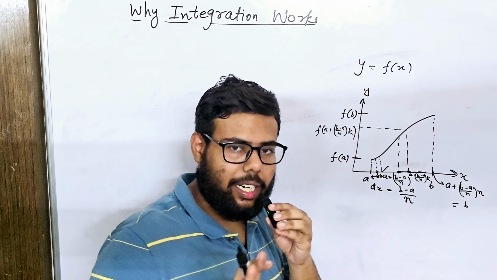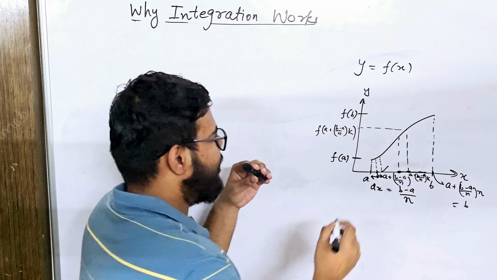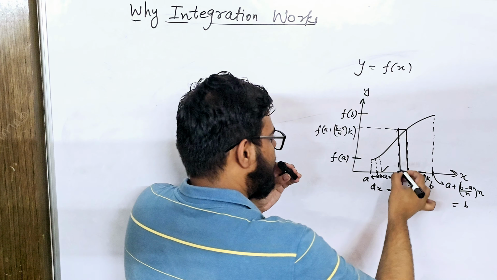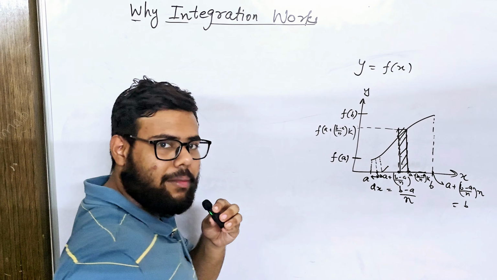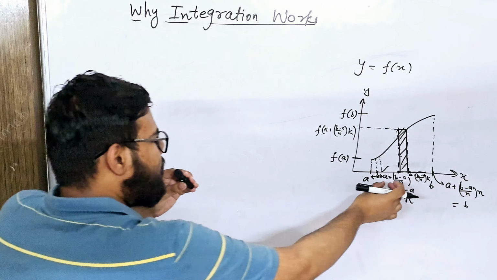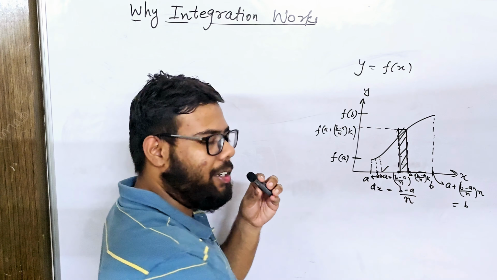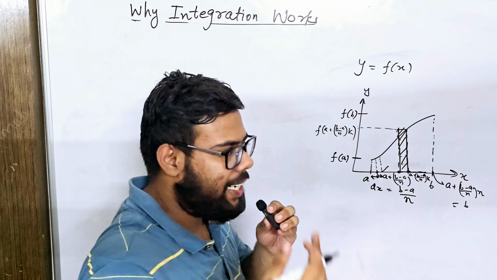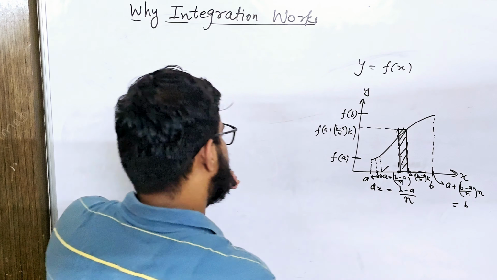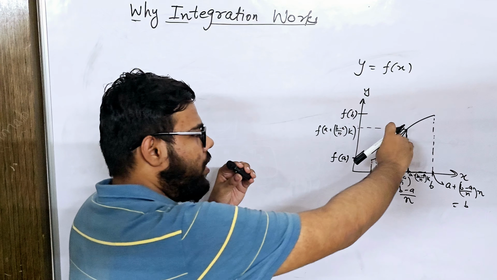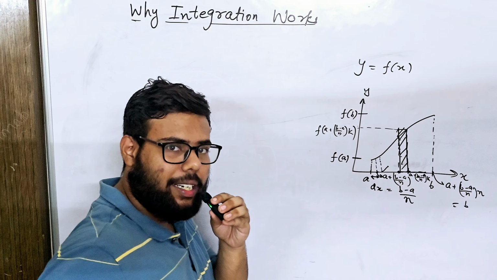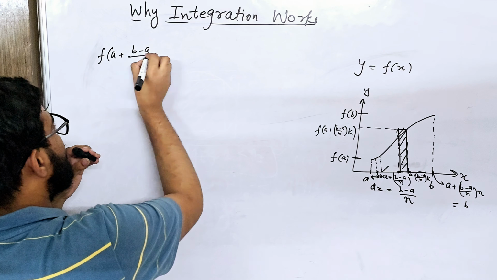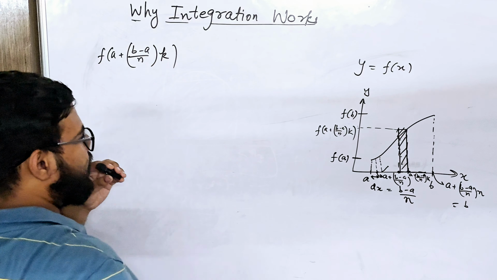Understood, right? So this is the area we are talking about. We need to find the area of all the blocks which can be fitted into this region, and then we have to find the sum, right? So what is the area of this block? Well, the corresponding height is this value, so it is f of a plus (b minus a) by n multiplied by k, correct?